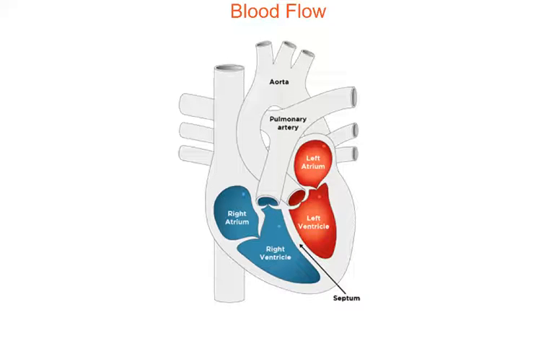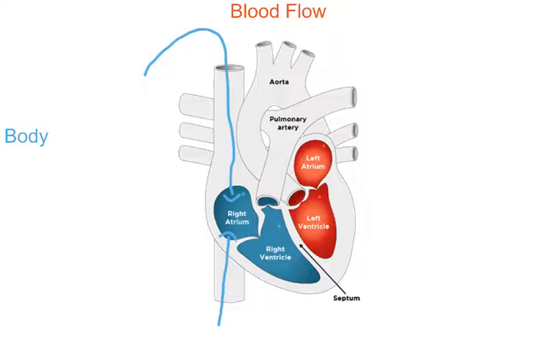Now you should remember that the atriums are on top because the letter A comes before the letter V. So atriums on top and ventricles at the bottom. Okay, so blood is going to come in from the body and it's going to go into the right atrium here.